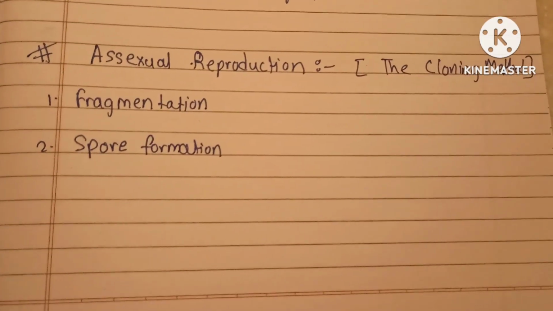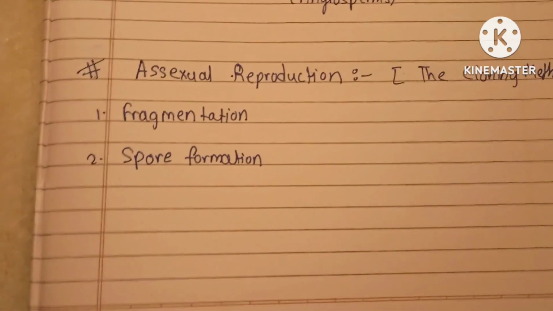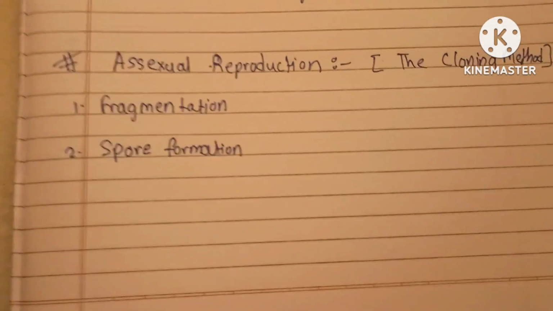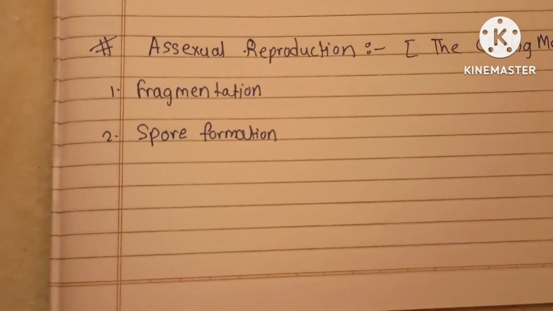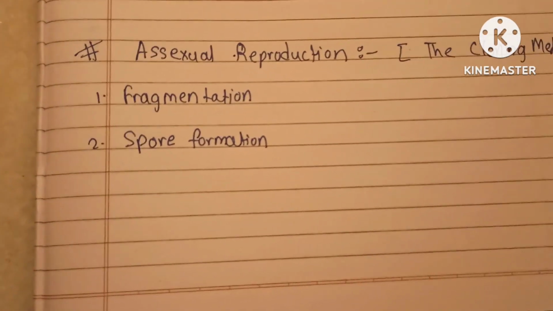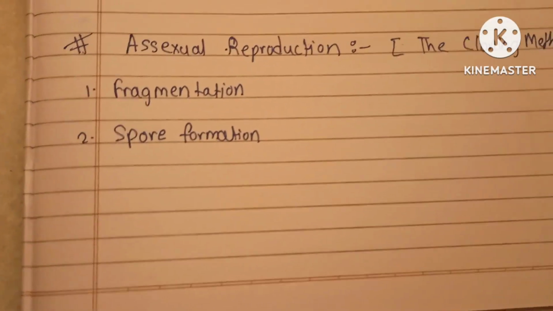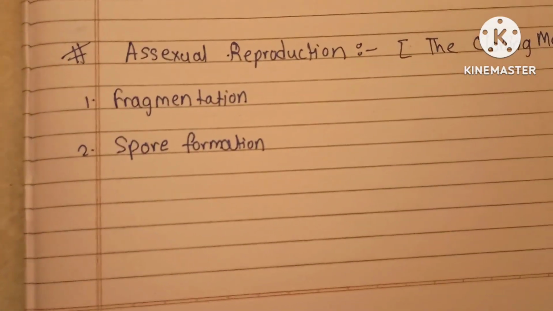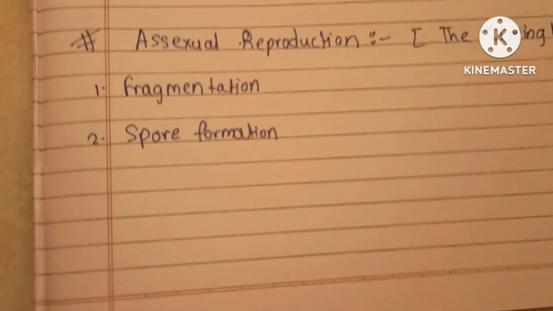Asexual reproduction is also known as the cloning method. This is the simplest way. It only involves one parent and creates genetically identical offspring. Now we will come to the next topic, fragmentation. This is very common. A piece of a plant like Spirogyra, an algae, breaks off and that piece simply grows into a new complete individual. It's just because of fragmentation.